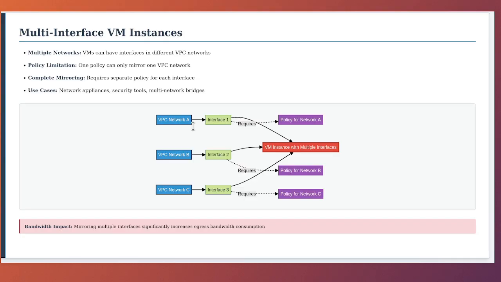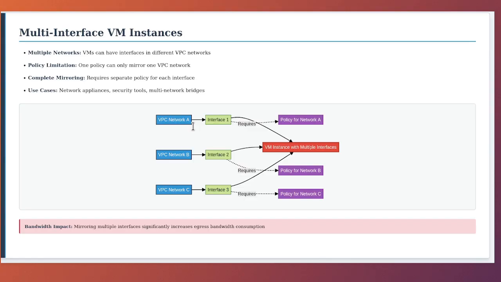The crucial constraint with packet mirroring is that a single policy can only mirror resources from one VPC network. This is because the packet mirroring policy is associated with a specific network, and it monitors traffic on network interfaces connected to that network. Looking at the diagram, if you want to mirror traffic on interface 1, you would create a packet mirroring policy in VPC network A. This policy can only read and mirror traffic flowing through interface 1.